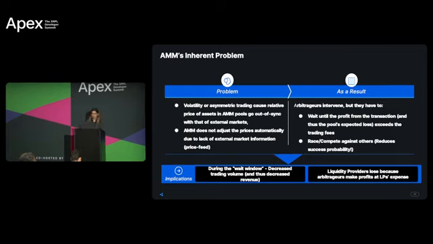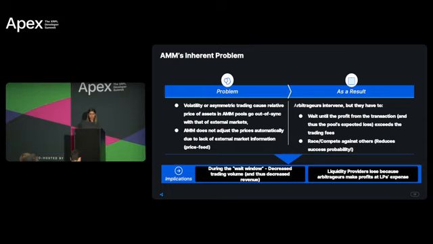I'll explain it, but first let me tell you the problem that it solves. So this is a well-known problem with the AMMs, that is the volatility or asymmetric trading that causes the relative price of assets in the AMM pools to go out of sync with that of the external markets. And we know that AMMs do not adjust the prices automatically due to the lack of external market information. So what happens as a result is that arbitrageurs intervene. But there's a problem. They have to wait until the profit from the transaction exceeds the trading fee.